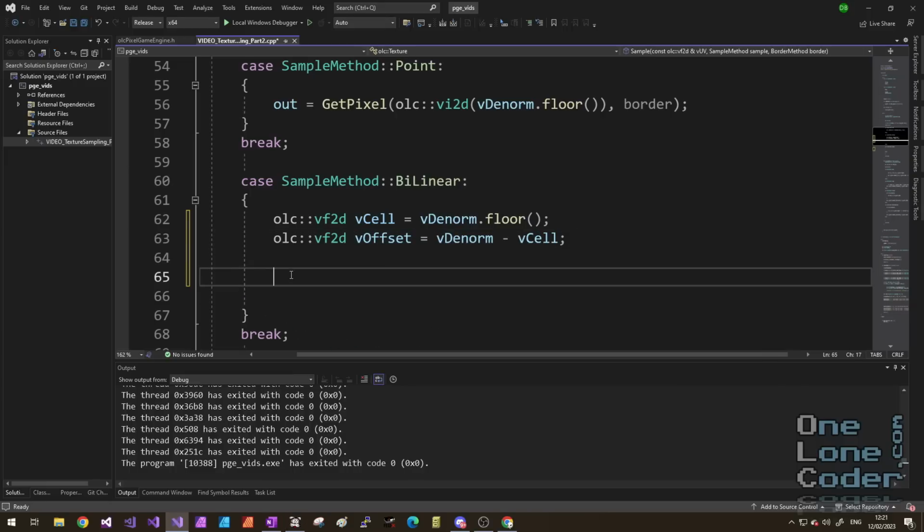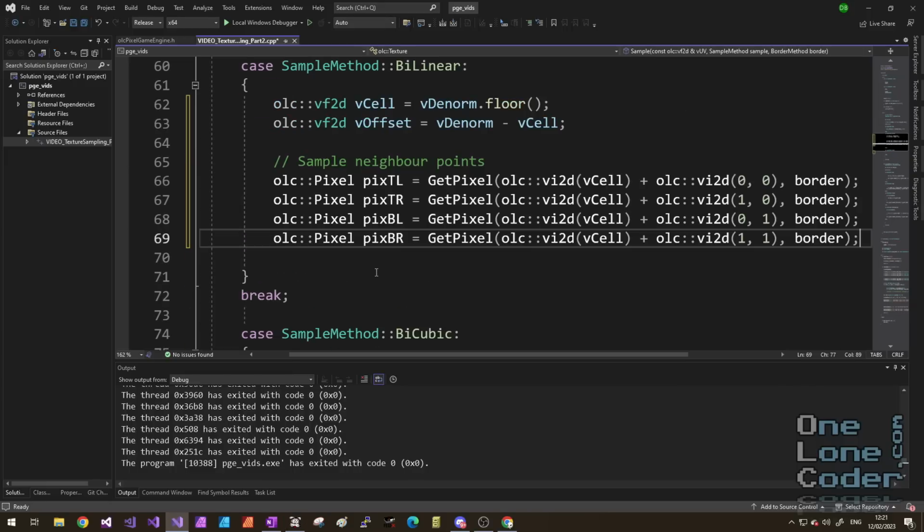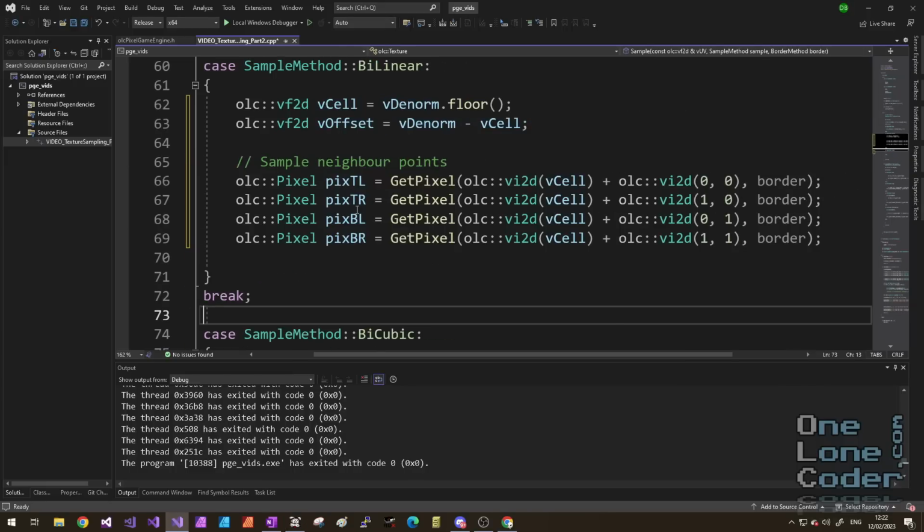Now I need to sample my 3 immediate neighbours. I need to point sample 4 different cells. This is the cell that I have naturally landed in, this is my right-hand neighbour, and these are the 2 cells below and to the right. You can see I'm getting the location by simply adding a small offset to their position.